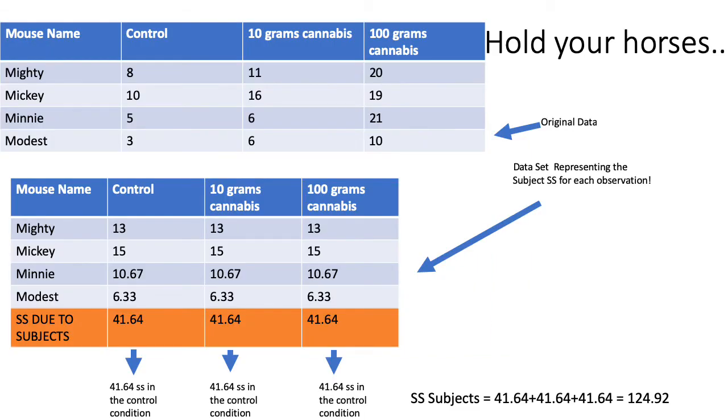But hold your horses. Just like we were talking about in the between group condition, right? We have one set of 41.64 impacting the scores in the control condition. We have one set of 41.64 impacting the 10-gram condition, and we have one set of 41.64 impacting the 100-gram condition. So our sum squares subjects actually equals 41.64 plus 41.64 plus 41.64, and that equals 124.92. This is the same move I made when calculating the between subject sum of squares.